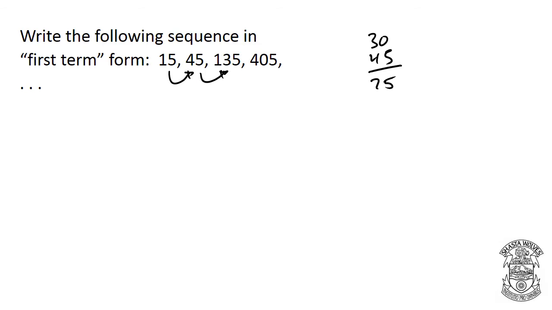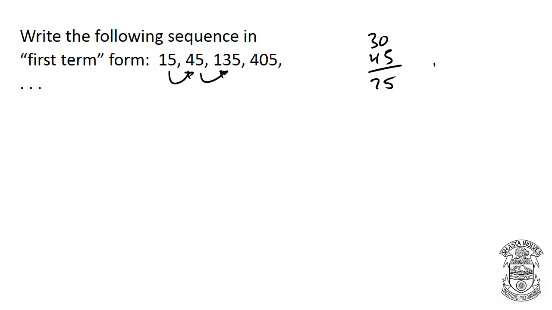So this is not arithmetic. I'm not adding the same thing each time, adding a constant value. What I am doing is multiplying by 3. And it would be a smart thing to check that with all the values, but sure enough, 15 times 3 is 45, 45 times 3 is 135, and 135 times 3 is 405. So this is a geometric sequence, and my common ratio is the number 3.